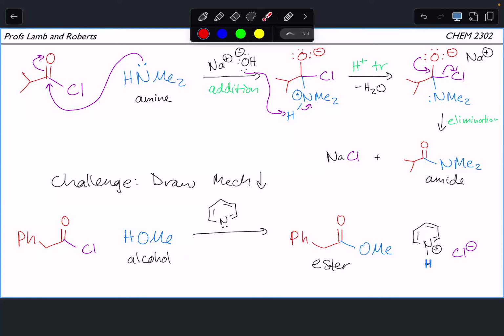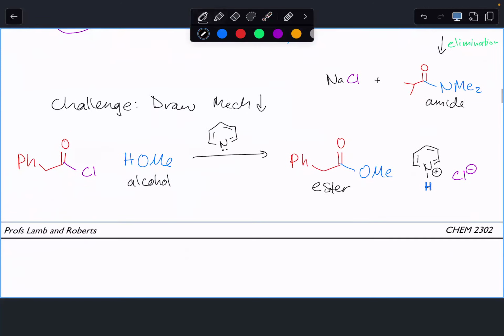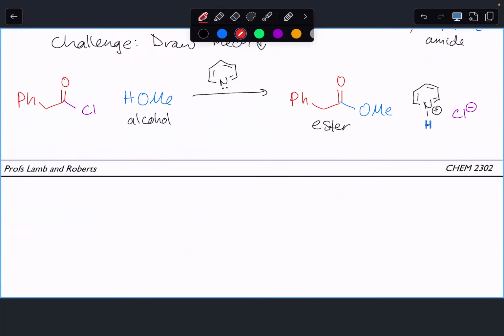Okay, so that's all of our acid chlorides to various carboxylic acid derivatives. You can technically do acid chlorides back to the carboxylic acid itself, right? So I could take an acid chloride, add water as my nucleophile, and make a carboxylic acid. Right? So this follows the exact same mechanism.